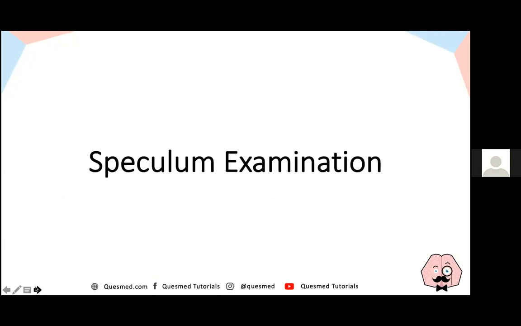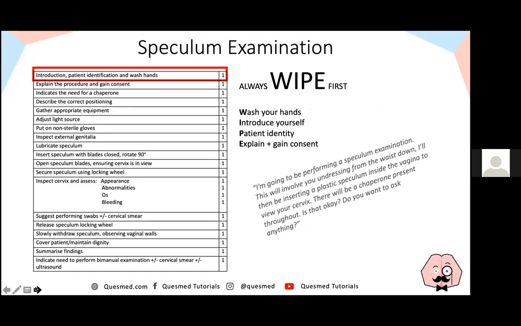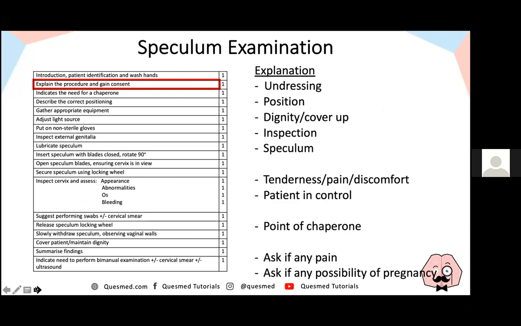So let's go on to speculum examination, which is possibly the next thing you might want to suggest to do. Again, we wipe first, we explain the process. So I normally start by asking someone if they've ever had a speculum examination before. If they've had one before, you can obviously explain that it's a roughly similar procedure. So if someone's had a smear test before, they've had a speculum before. But for someone who's never had a speculum examination, you do want to explain that in quite a bit of detail. You want to say that you're going to insert a small plastic tube inside the vagina to get a better view of the cervix.